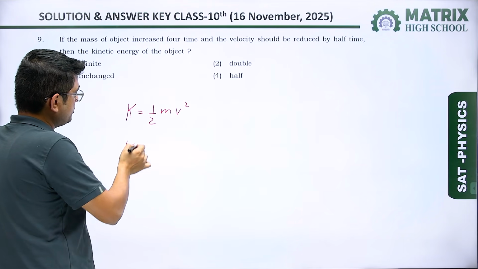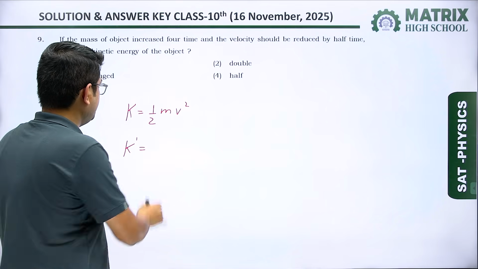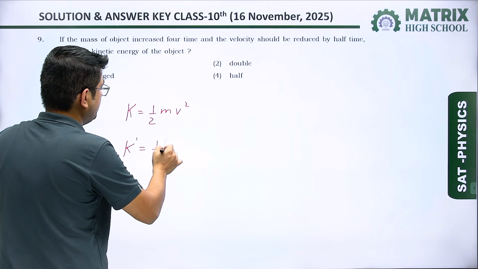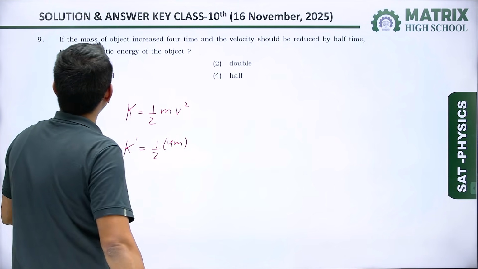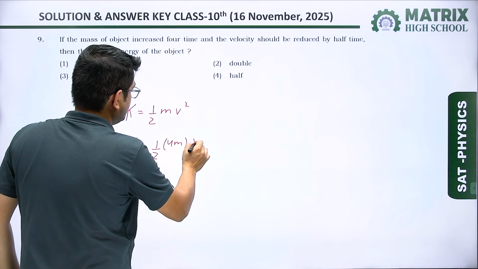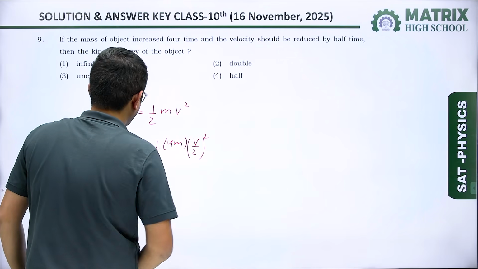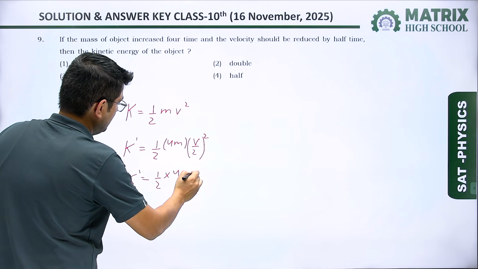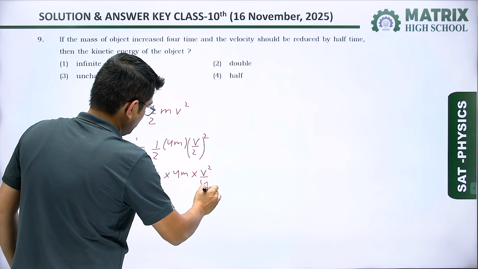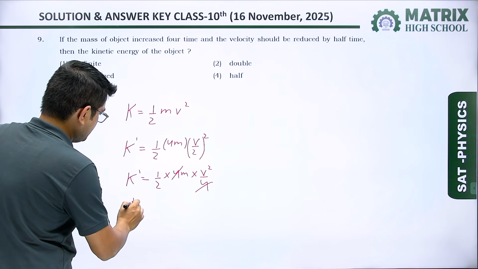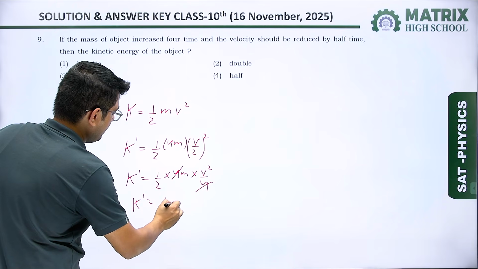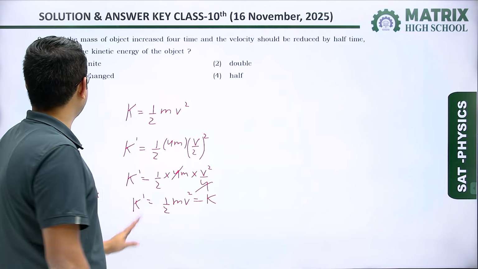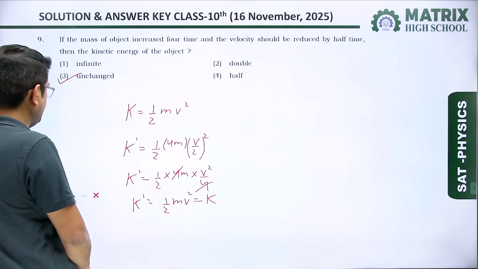Now, in the new situation, let's say the kinetic energy is K dash, and it is said that the mass is increased by 4 times. That means it becomes 4m, and the velocity is reduced by half, that means (v/2)². K dash is equal to half multiplied by 4m multiplied by v² divided by 4. The 4 is cancelled by this 4. So K dash is equal to half mv², which is equal to the initial kinetic energy. That means it will not change. So our correct answer will be option 3, unchanged.